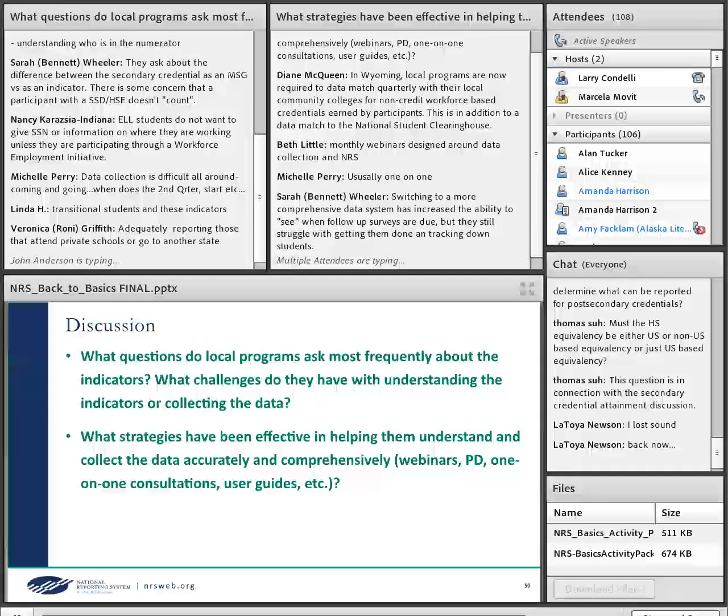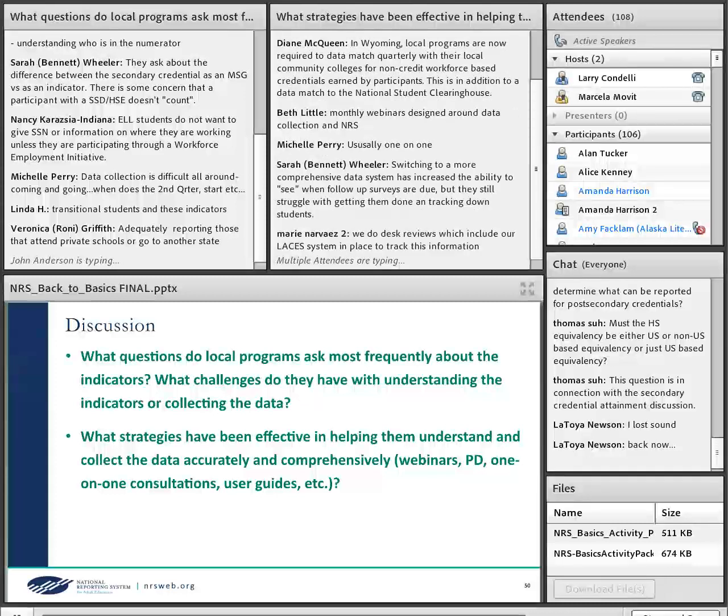Michelle said one-on-one is one of the strategies that she's been using. Sarah said switching to a more comprehensive data system has increased the ability to see when follow-up surveys are due, but they still struggle with getting them done and tracking down students. Okay.